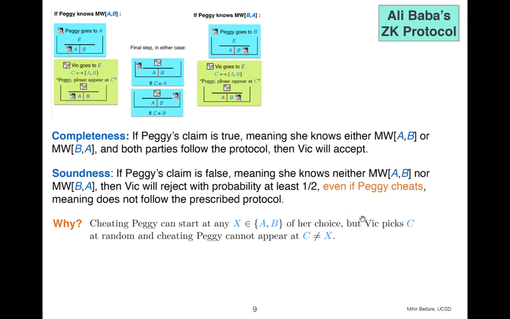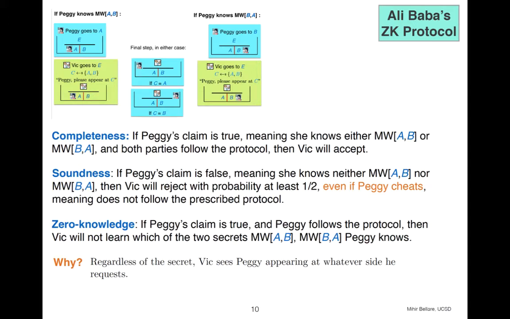However, what happens is, when Vic says appear at some point A or B, chosen at random, there's only half probability that she can do that, because with probability half, it's the other side of wherever she is, and she doesn't have the magic words. Now, you may think that fooling Vic half the time is too large. That's true, but then we can just repeat the protocol to get it down.